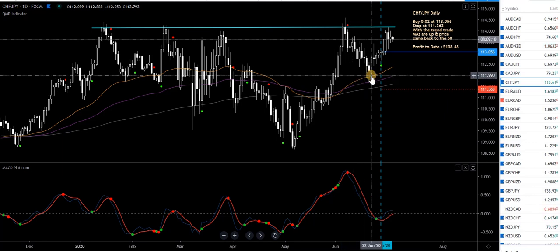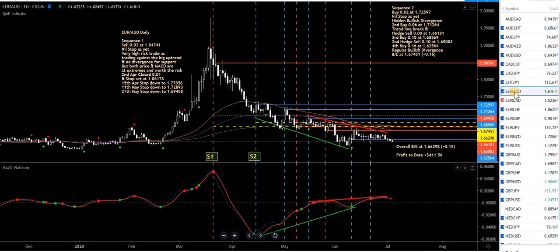And see what I mean by price coming back. The MAs are up. Price has come back very close to the 50. That's what you want to see, or into them. Euro Aussie, one of my problem pairs.